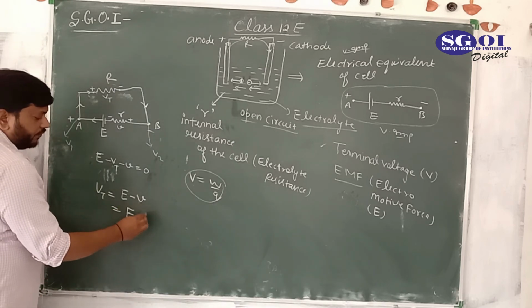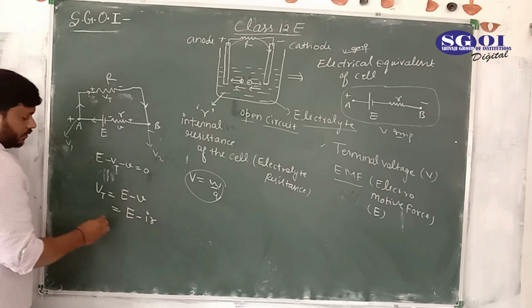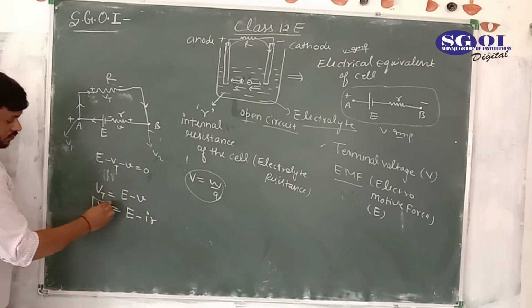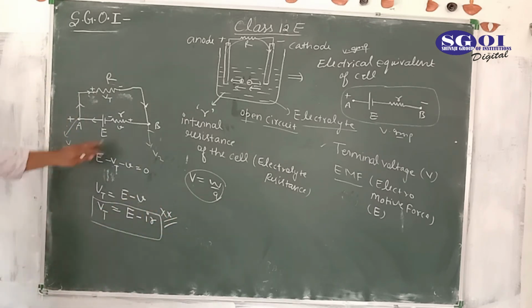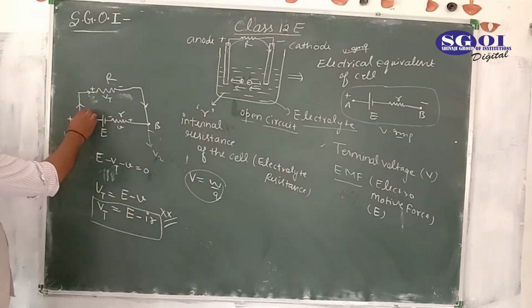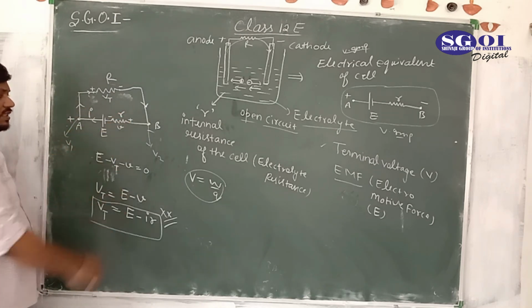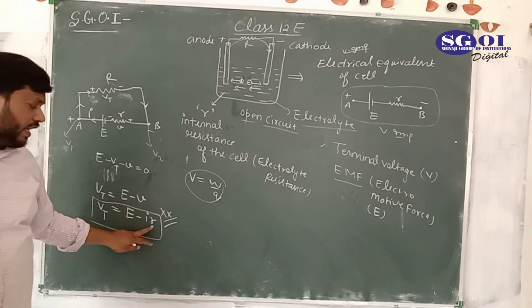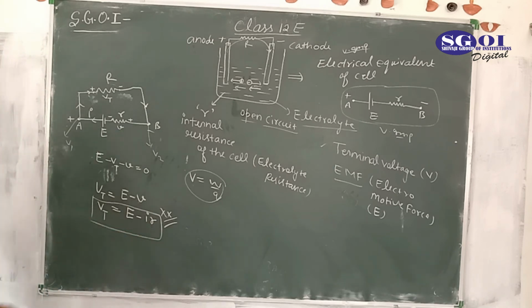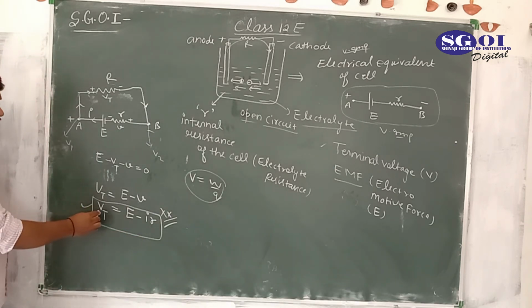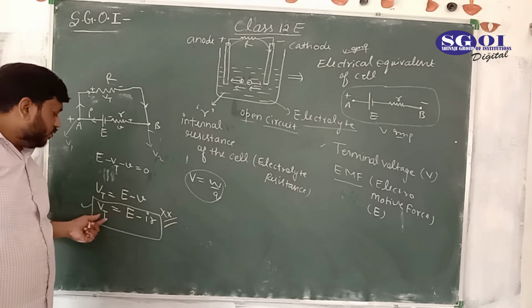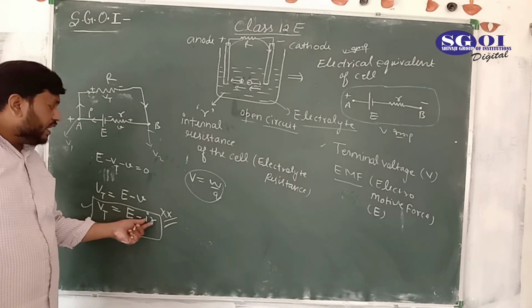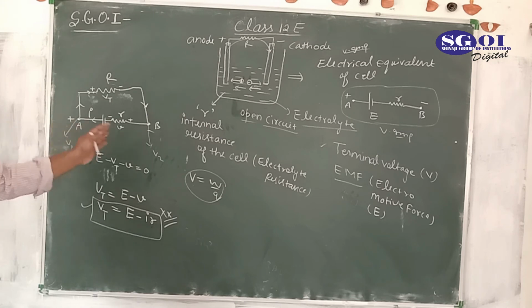And what is v? v equals I r. Current is I, and the internal resistance is r. So you are seeing here that the terminal voltage is less than the electromotive force when the current is flowing in the circuit, which means it is a closed circuit.